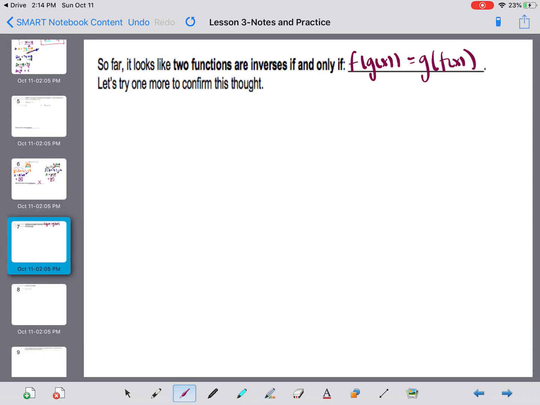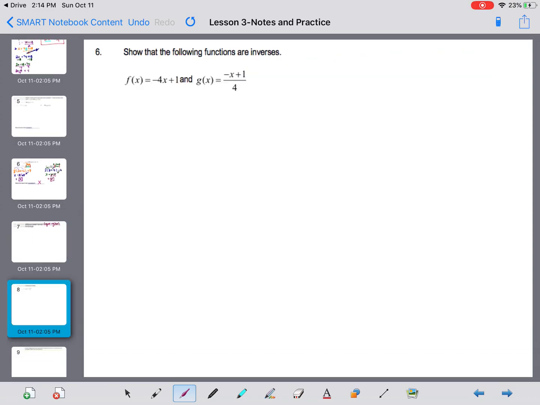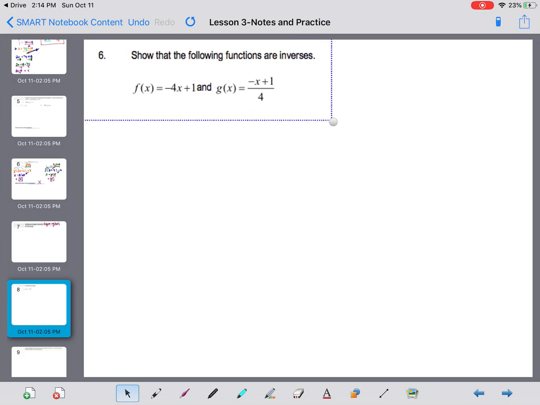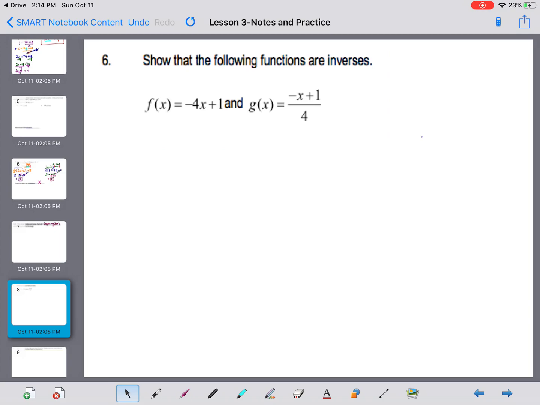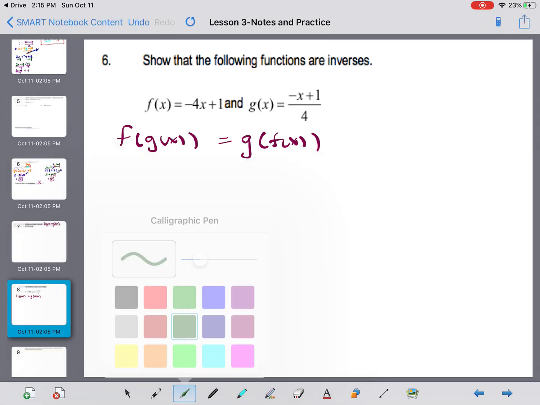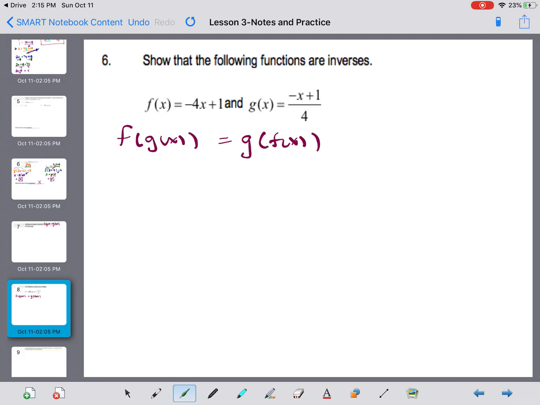So let's take a look at one more example of this. So we take a look at number 6. We want to show that the following functions are inverses. So we are going to use that notation. We're going to do composition of functions. We're going to see if this is true. Okay? So I'm going to first do f of g of x. And we're going to see if we get the same thing as g of f of x.